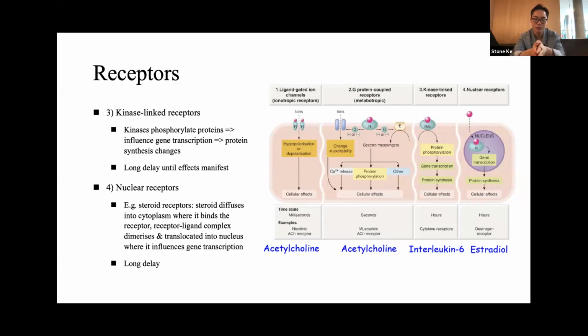So, if you look in total at the diagram comparison, you have ionotropic on the very fast side, and then kinase-linked and nuclear receptors on the very slow, long-term side.